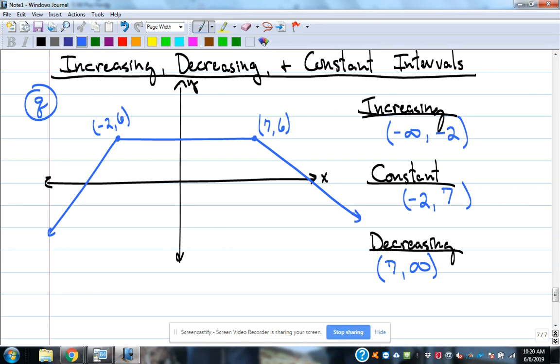And remember, you're always reporting the x values that you're reporting. That's the only thing you're going to report is the x values. The y values, if it asks something about range, that's where they come in. If we ask about range for this one, the range would be from negative infinity up to 6, because 6 is the highest that this graph goes. Okay, so we can get those values if we need to. But again, intervals are talking about x values is what you're going to report out of that.